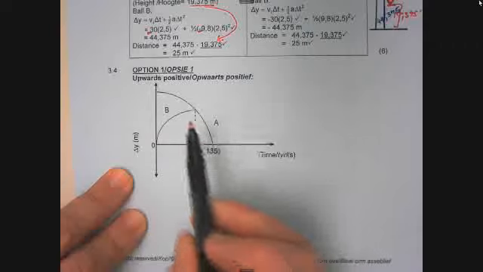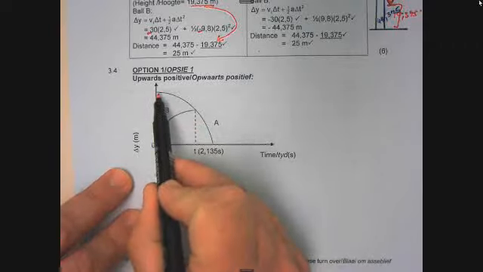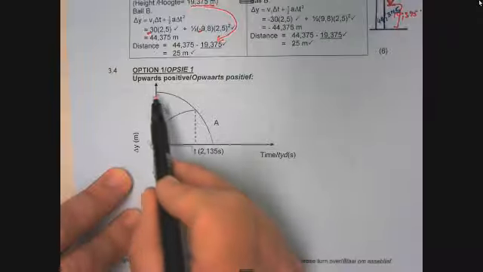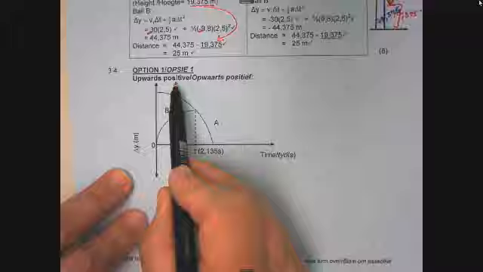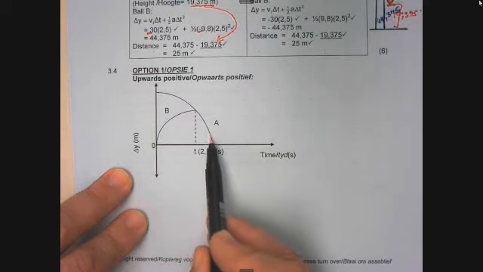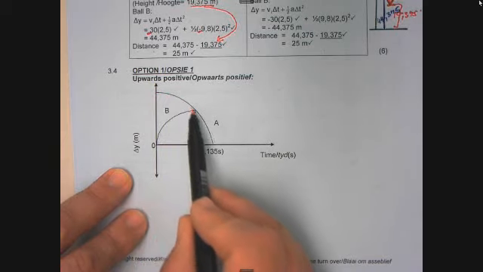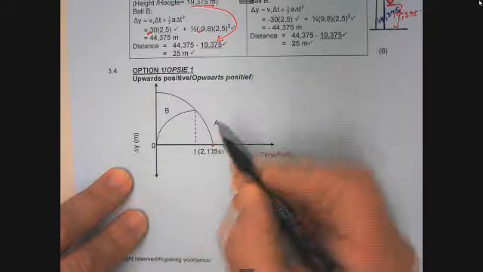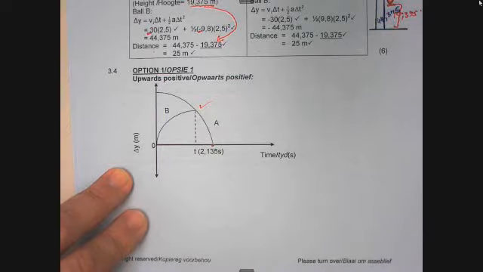Right, looking at the memo. Firstly, there is 1 mark allocated for drawing the graph for ball A correctly. Ball A, if upwards is positive, ball A is moving downwards, so it will have a negative gradient and increasing negative gradient till it reaches the ground. So 1 mark for the graph of A.